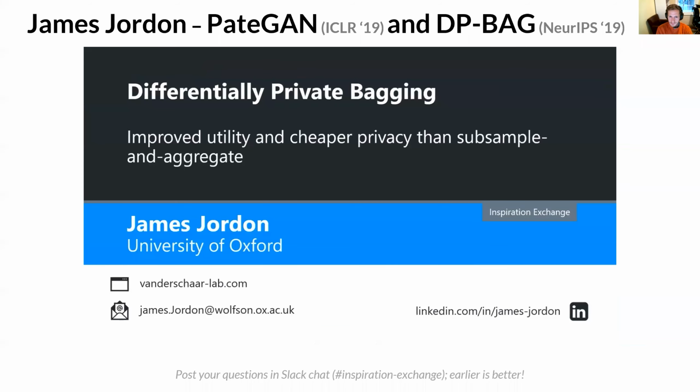I'm now going to talk about differentially private bagging, or DP-bag, a method that improves the subsample and aggregate mechanism, i.e. the PATE mechanism used in PATE-GAN. This paper was originally presented as a poster at NeurIPS 2019.